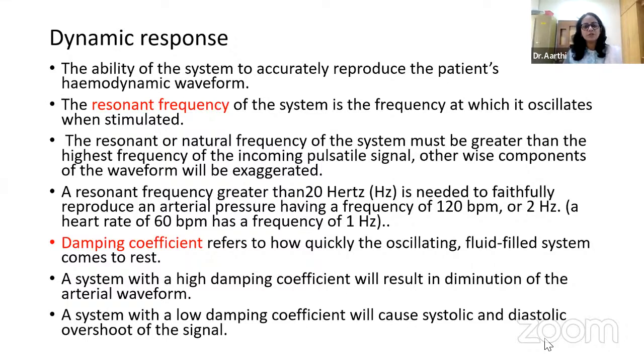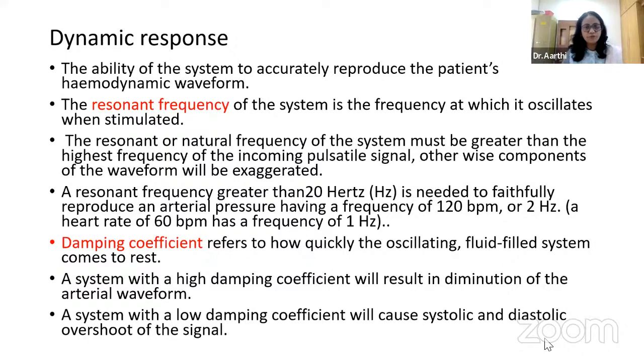The resonant frequency of the system is the frequency at which the system oscillates when it is stimulated. The resonant frequency is also called the natural frequency of the system, and it has to be greater than the highest frequency of the incoming pulsatile arterial blood pressure signals. Otherwise, the waveforms will be exaggerated or damped. For example, the natural frequency is normally expected to be greater than 20 Hertz, so that it can faithfully reproduce arterial pressures at heart rates between 60 and 120 beats per minute, that is between 1 Hertz and 2 Hertz.